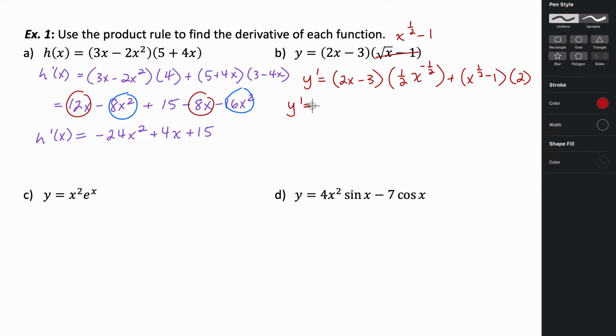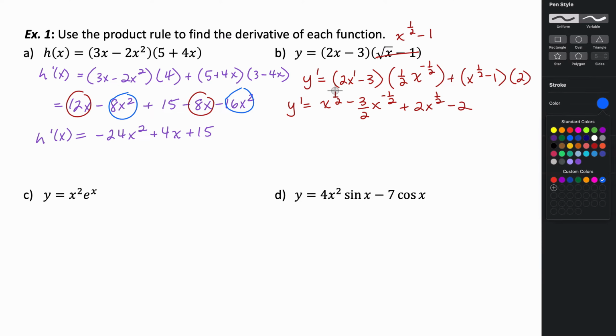So y prime equals 1/2 times 2, that's going to be 1. Times x to the 1/2, so that's 1 times x to the 1/2. So we're just going to get x to the 1/2. That's going to be minus 3/2 x to the negative 1/2. 2 times x to the 1/2 is exactly that. And then 2 times negative 1 is minus 2.